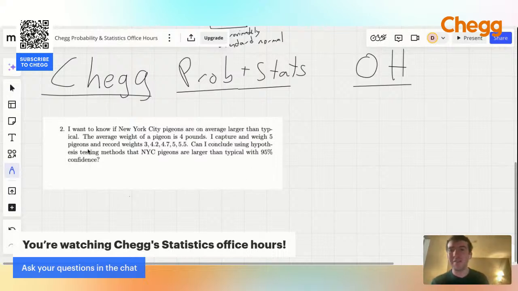So let's say I capture and weigh 5 pigeons in New York City and record their weights: 3, 4.2, 4.7, 5, 5.5, all in pounds, imperial units. Can I conclude using hypothesis testing methods that New York City pigeons are larger than typical with 95% confidence? So this is again a situation where we're going to take this data and use statistics to try to test a hypothesis. So what is the hypothesis here?